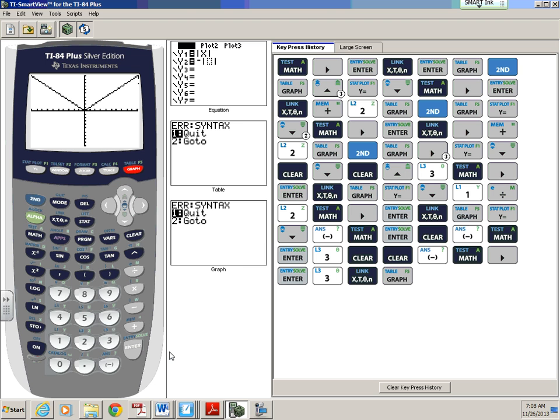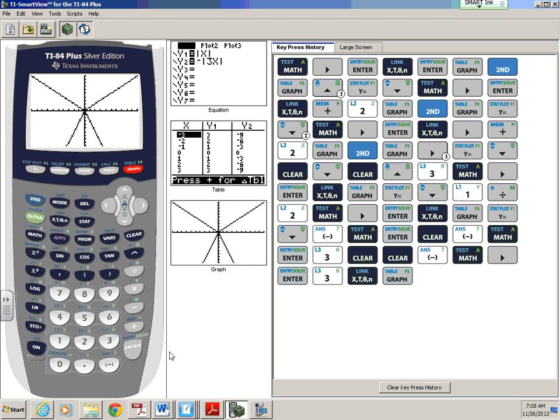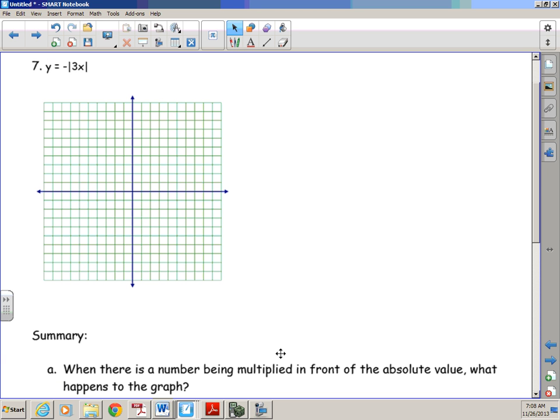There's my original that always graphs first. And now you can see it's flipped the graph upside down. So my vertex is still 0, 0. But now when I put 1 in for x, I get -3, and the same for -1. When I put 2 in, etc. So I'm going to go to 3. At 3, I'm at 9. At -3, I'm at 9. There's my symmetry right there. Okay?